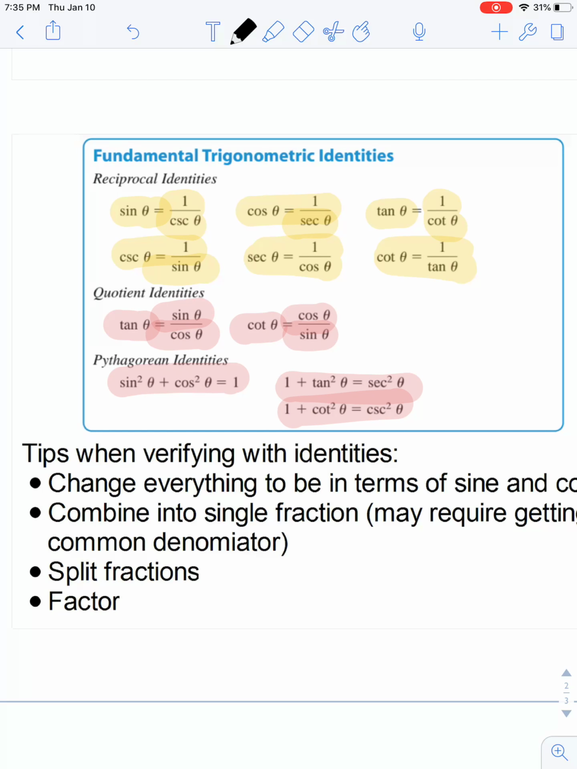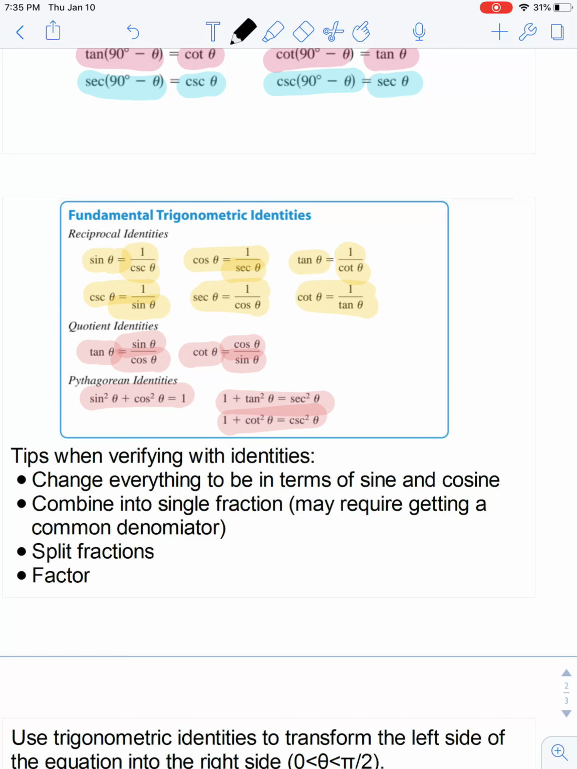So when we're trying to verify identities, we're trying to get the same thing on the left-hand side of the equation to be on the right. Here are some tips. Try changing everything in terms of sine and cosine. Combine it in a single fraction. Maybe you have to get a common denominator. Maybe split fractions. Or factor.